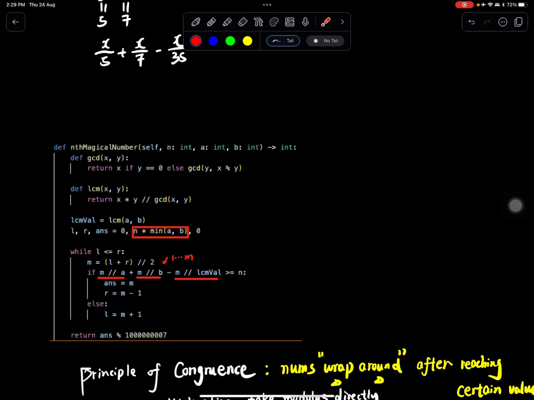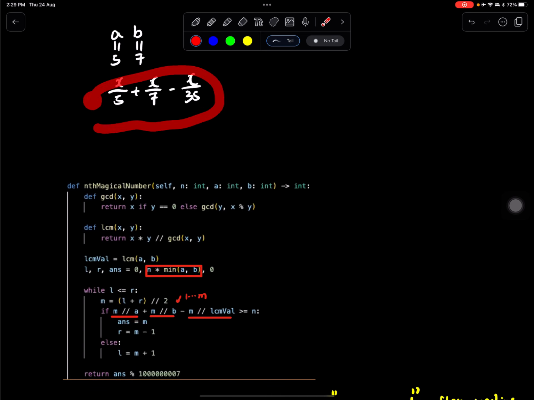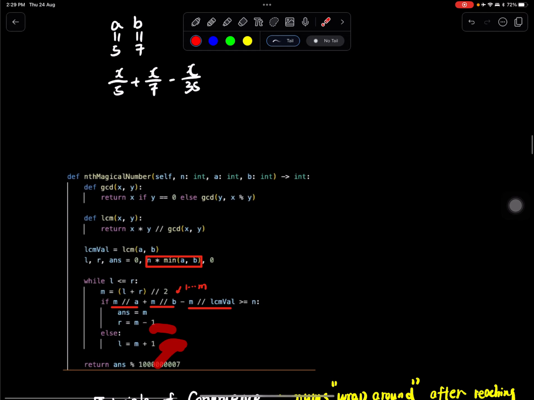You do the classic binary search: while L is less than or equal to R, you check M divided by A plus M divided by B, and so on. As long as this is greater than or equal to N, then you have a candidate answer. Then you keep doing the binary search until you find the answer.